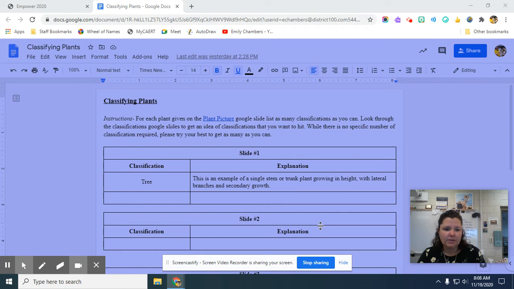So instructions: for each plant given on the plant picture Google slide, list as many classifications as you can. Look through the classification Google slides to get an idea of classifications you want to hit. While there's no specific number of classifications required, please try your best to get as many as you can.